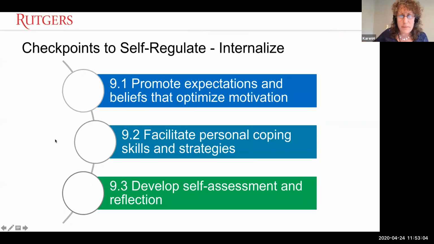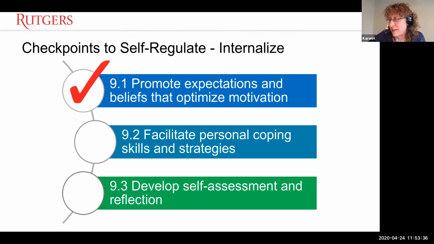Okay. The last one is self-regulation, which I would love to give this whole one to Natalia, because I find this one to be the most challenging. And I think she is probably the best at this. But I will definitely start with promoting expectations and beliefs that optimize motivation. So for this, we want to set personal goals that inspire confidence, but also ownership of learning.